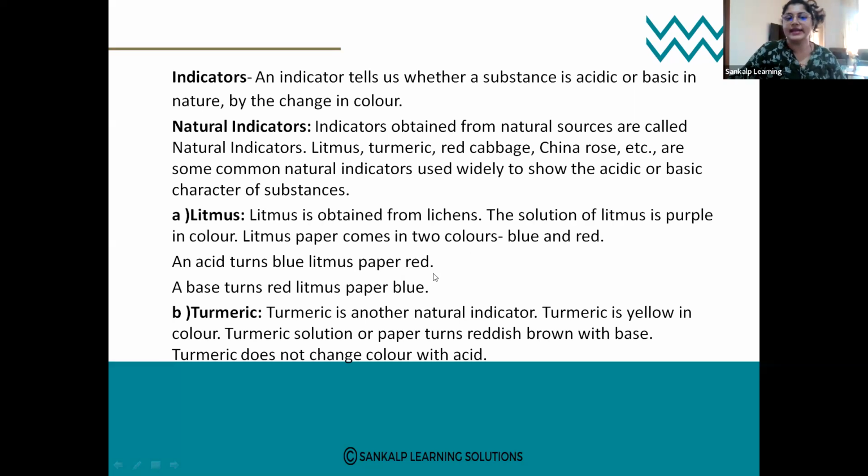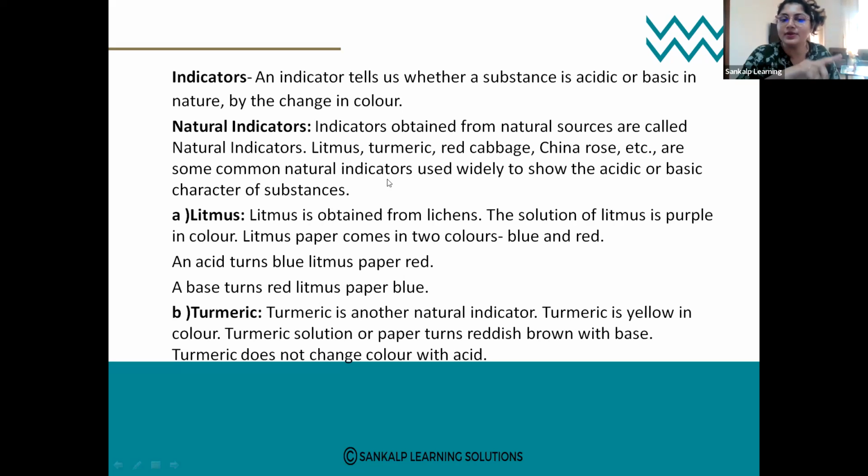So this is the second indicator which we are studying, turmeric. It is a natural indicator. This is the second example. For the first, litmus, the solution of litmus will be purple in color. The litmus paper will be in two colors: one will be blue, one will be red.